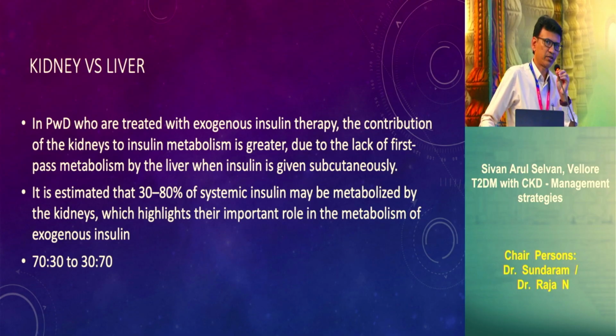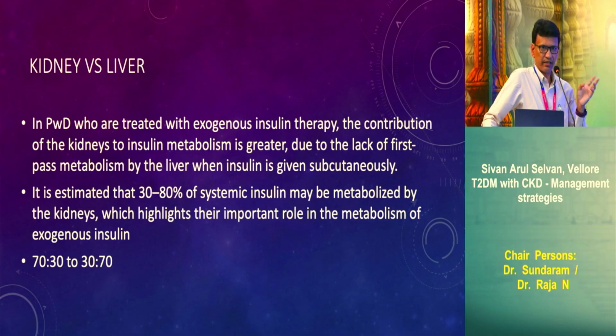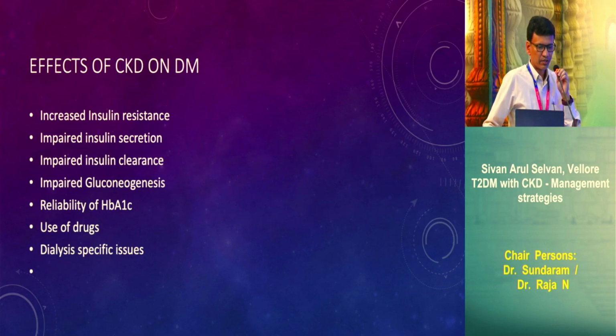However, in a patient who is taking exogenous insulin, this becomes reversed. Because with exogenous insulin there is no first pass metabolism, the main organ for metabolism of the insulin is the kidney. So you can remember approximately 70% of endogenous insulin is metabolized by the liver and 30% by kidney, whereas it reverses in exogenous: 30% by liver and the majority by kidney. This is very important because in a CKD patient, when you give insulin, the chances of excessive insulin duration and hypoglycemia are high.